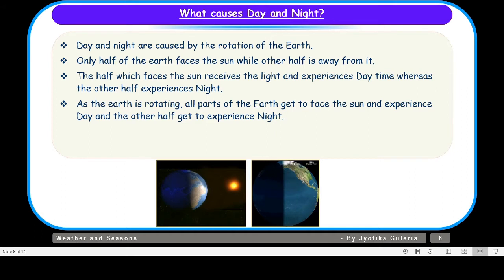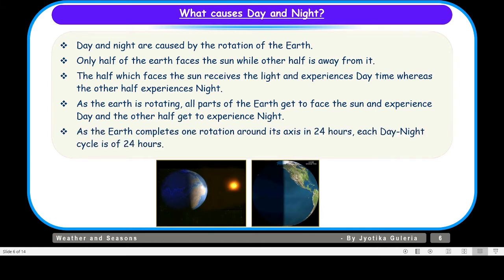As the earth is rotating, all parts of the earth get to face the sun and experience day, and the other half get to experience the night. So because of its rotation on its own axis, at one point of time, one part of the earth will receive the light of the sun and will have day, whereas the other part will have night. As the Earth completes one rotation around its axis in 24 hours, each day-night cycle is of 24 hours. So that means as the Earth takes one day to complete one rotation, our day-night cycle is of 24 hours.